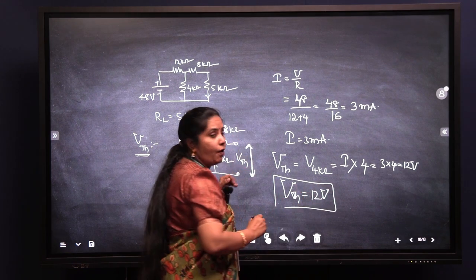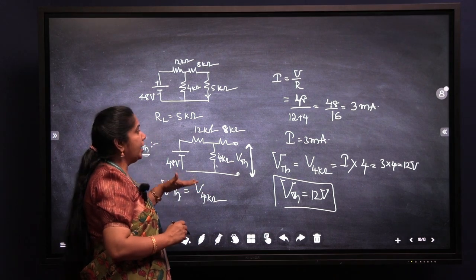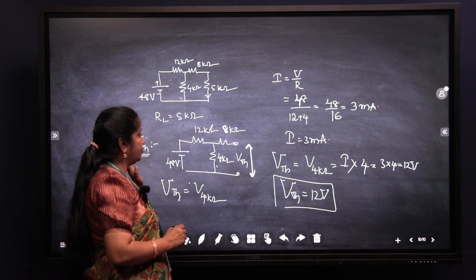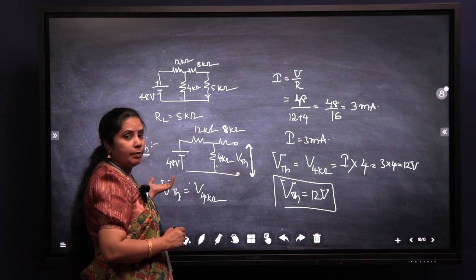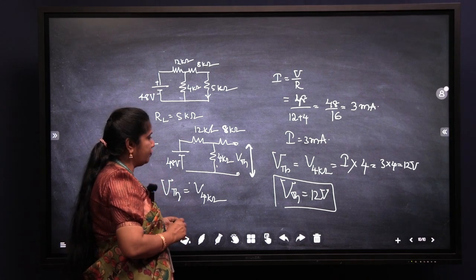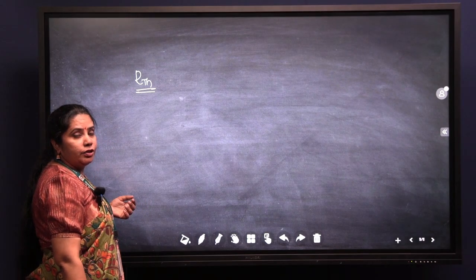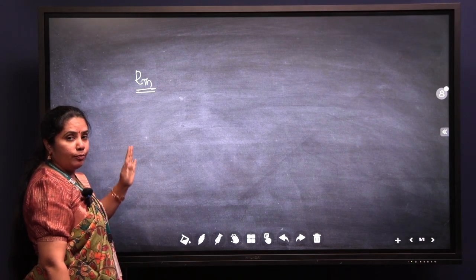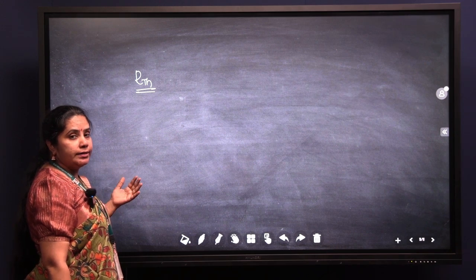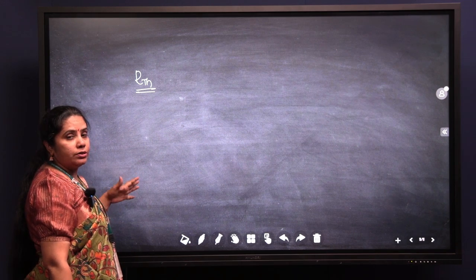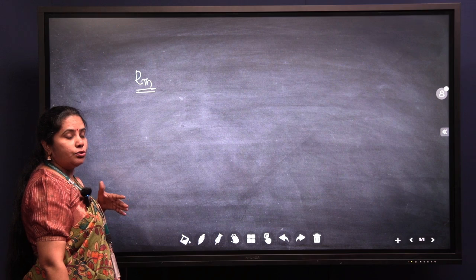So we have completed the VTH, the Thevenin's voltage, for this circuit. Now the second part is the calculation of the RTH value. To calculate the RTH value, the first step is again to remove the load resistance, and the second step is to replace all the voltage sources with a short circuit, and current sources, if there are any, you have to represent with an open circuit.